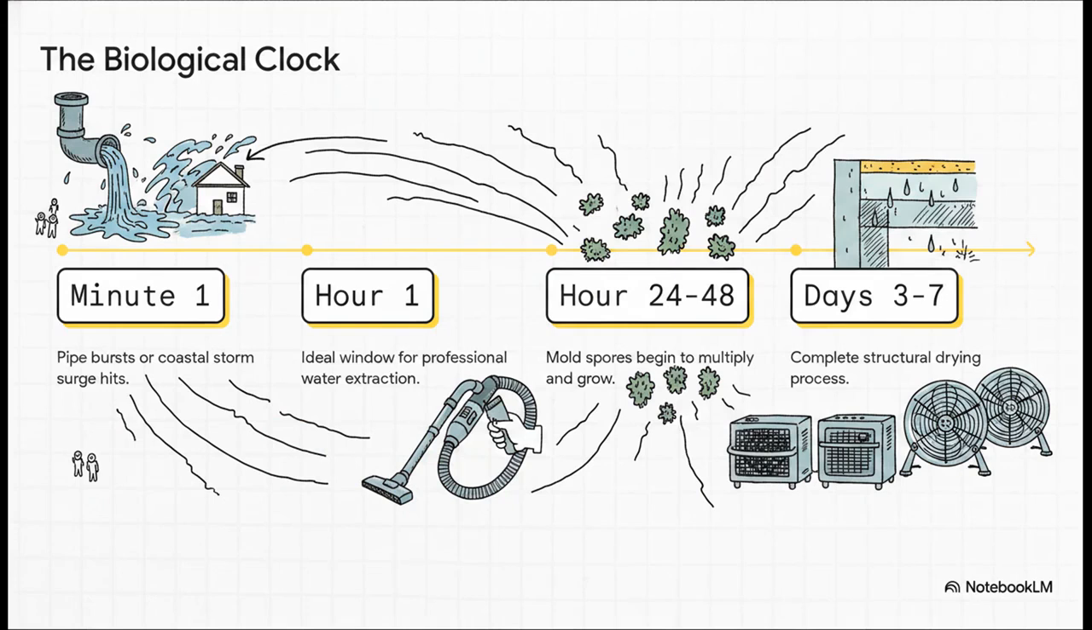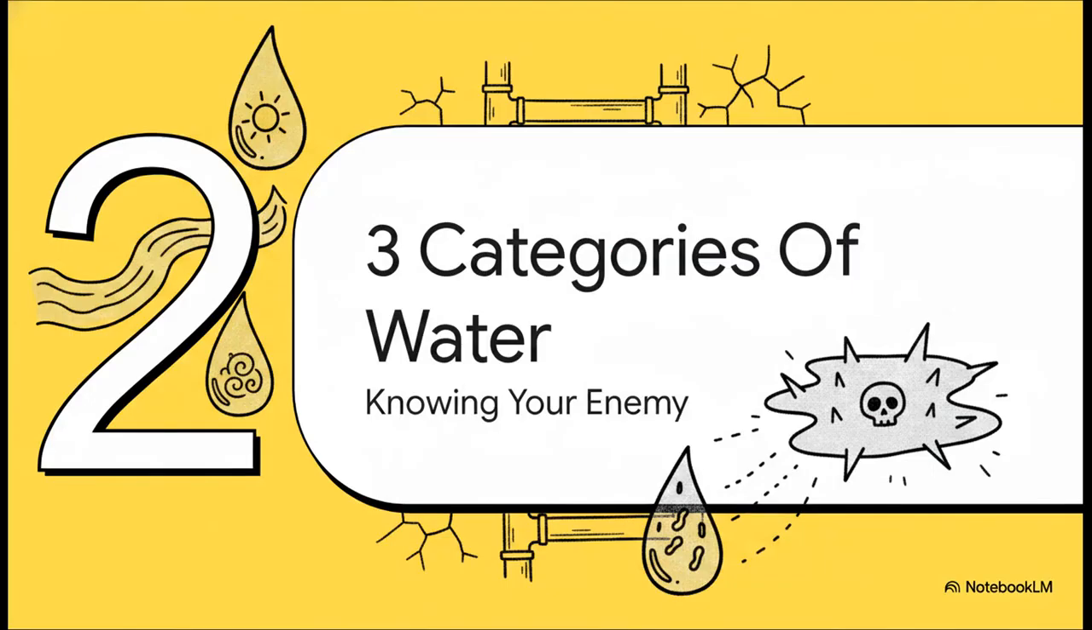And when that storm hits, the biological clock starts ticking loudly. Minute 1, the pipe bursts, or maybe the coastal storm surge hits. Within hour 1, you are in the ideal window for professional extraction. If you wait too long, between hours 24 to 48, mold spores begin to multiply, and over days 3 to 7, you're looking at the crucial window for complete structural drying. The horrifying reality here is that during those first 24 hours, the damage to a property literally doubles every single hour. Let's move to Part 2 and see how this builds.